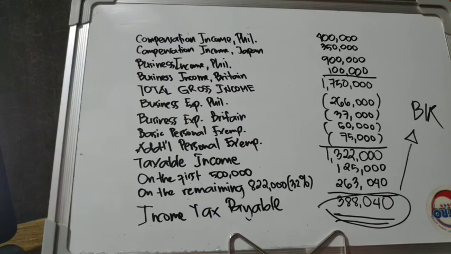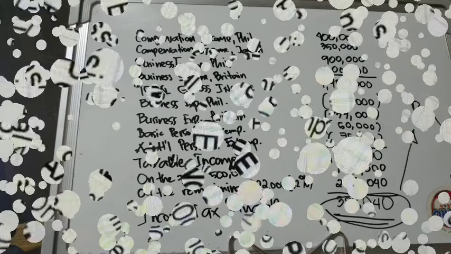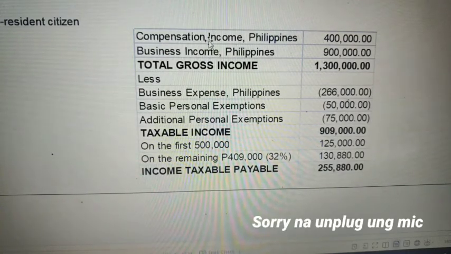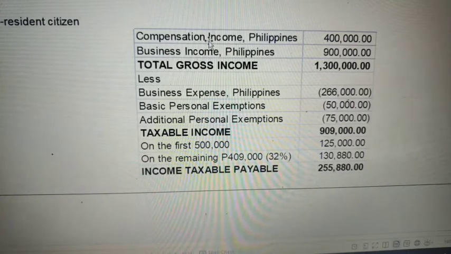Okay, so this is how you are to solve for the resident alien. Now, we are to proceed with discussing how to solve for the non-resident alien. We are done with solving for the resident alien. So we will now proceed for the resident citizen. So we are now to proceed for the non-resident citizen.